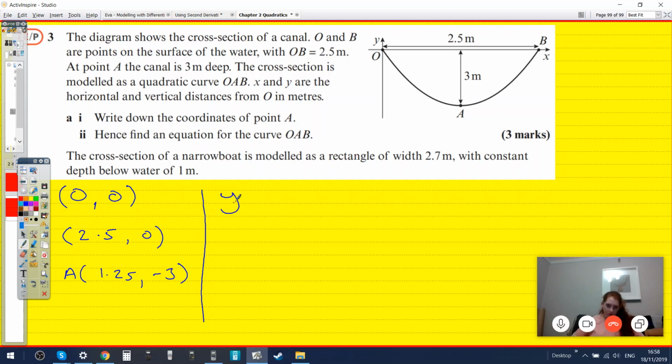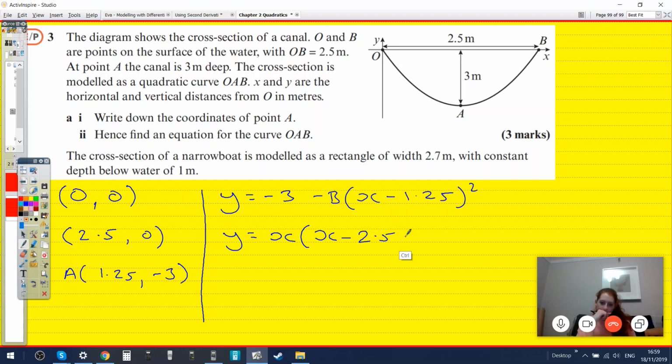Yeah. So A, if we were to put it in completed square form, it'd be minus 3, and let's say minus b, x minus 1.25. So that's one way of looking at it. And then the other way is with brackets. As a quadratic, if it goes through 0, 0, then you have x and x minus 2.5, something like that. But 2.5 is the same as 5 over 2.